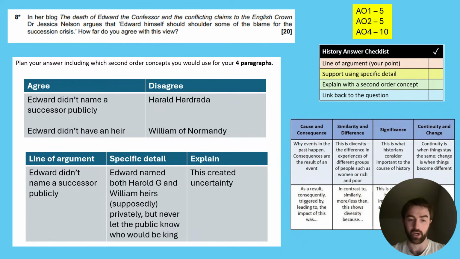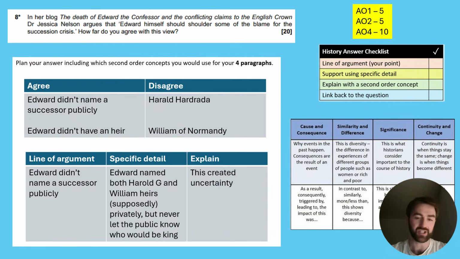So let's think about how we might plan a paragraph for this. We've got a line of argument: Edward didn't name a successor publicly. Specific detail that you use to back that up: Edward named both Harold Godwinson and William heirs, supposedly, privately, but never let the public know who would be king. Explaining, linking to the question: this created uncertainty. Then once you've said that, you would say, therefore, I do agree with Dr. Nelson that Edward himself should shoulder some of the blame for the succession crisis.